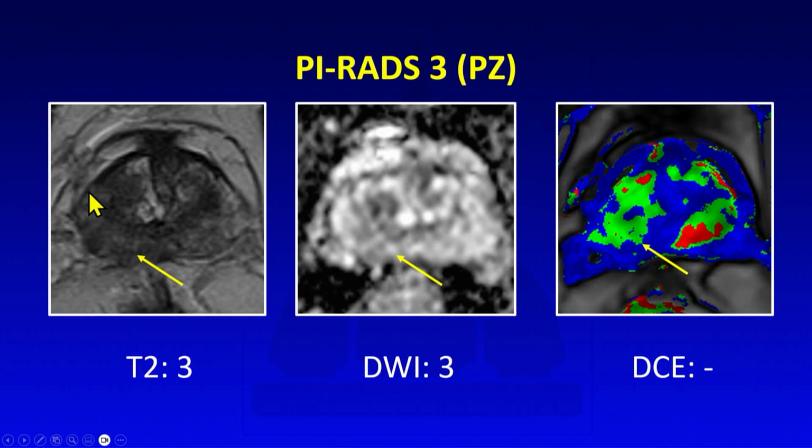And on this one, you have some diffuse heterogeneous signal on the T2 weighted images, some mild diffusion restriction, and DCE minus. So again, another example of PI-RADS 3.